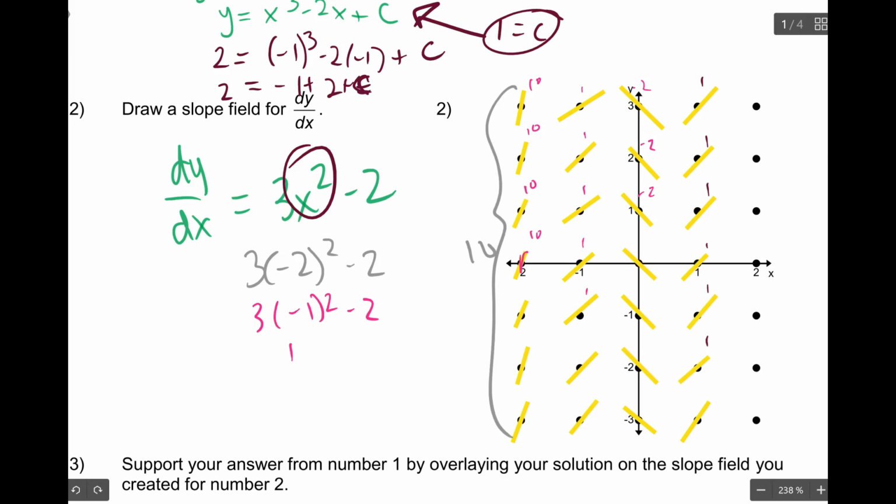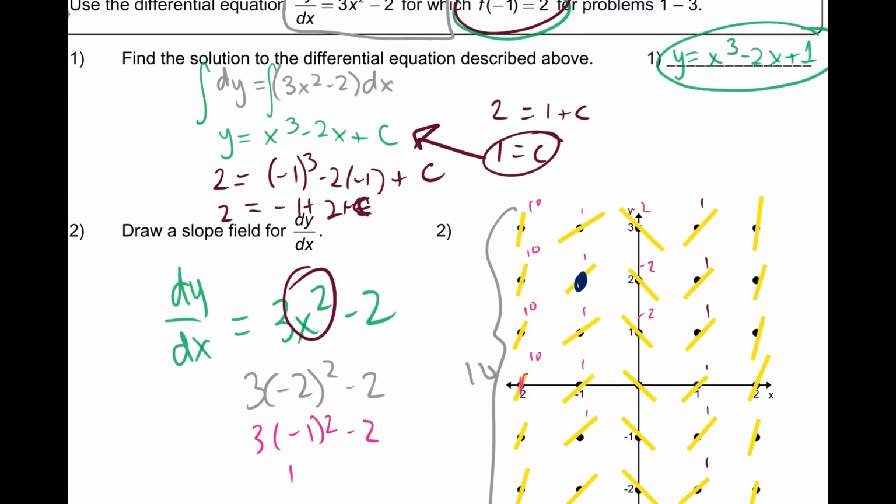So this guy is super high. Not doing a very good job drawing it, but you see the general gist. So we need to support our answer for number 1 by overlaying our solution on the slope field we created. Well, we know at -1 we have a value of 2, which is right here. So you just kind of have to plot a couple points. How would you try to plot it?